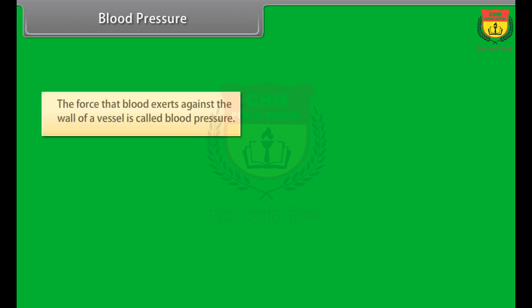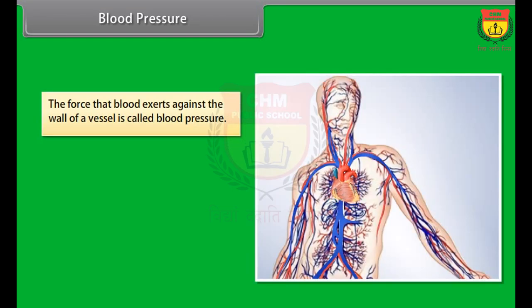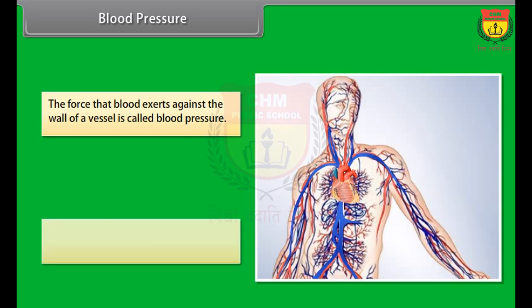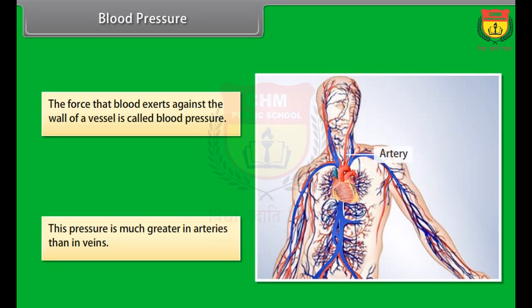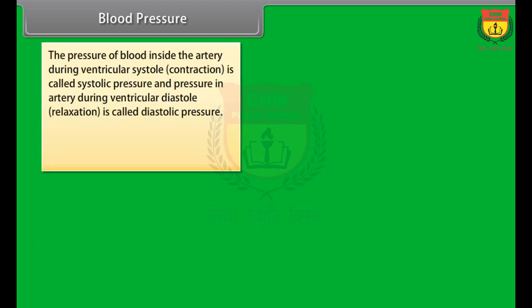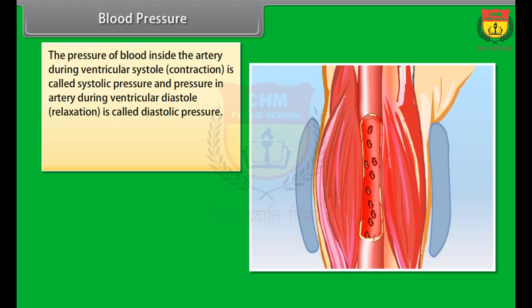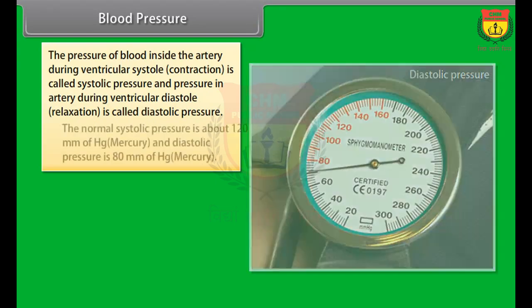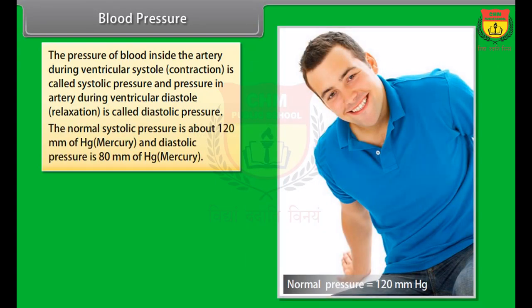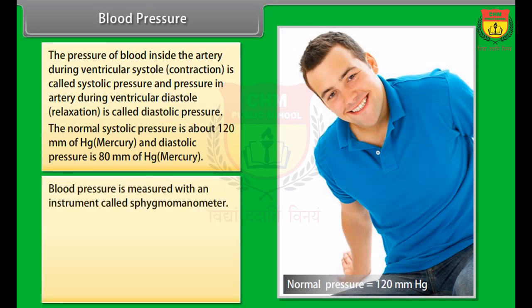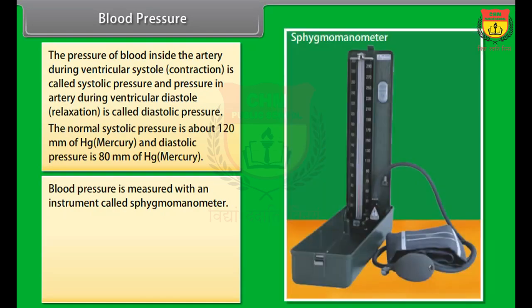Blood pressure. The force that blood exerts against the wall of a vessel is called blood pressure. This pressure is much greater in arteries than in veins. The pressure of blood inside the artery during ventricular systole (contraction) is called systolic pressure, and pressure in the artery during ventricular diastole (relaxation) is called diastolic pressure. The normal systolic pressure is about 120 mm of mercury, and diastolic pressure is up to 80 mm of mercury. Blood pressure is measured with an instrument called a sphygmomanometer.